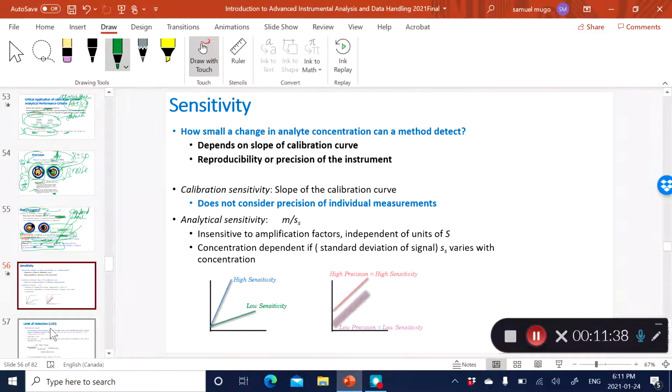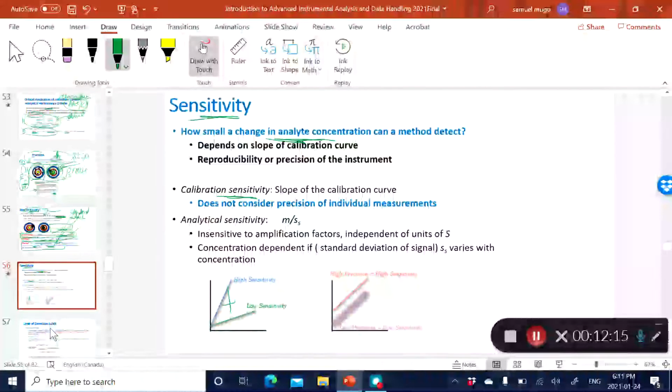Now, the other figure of merit is sensitivity. Sensitivity really refers to the ability of the instrument to differentiate between two small changes in the analyte concentration. There are two types of sensitivity. There's what you refer to as calibration sensitivity, and you just get it from the slope of your calibration. So it does not really account for data distribution.